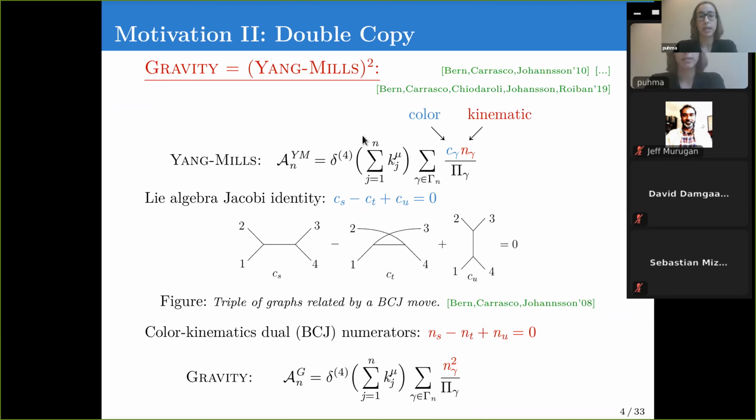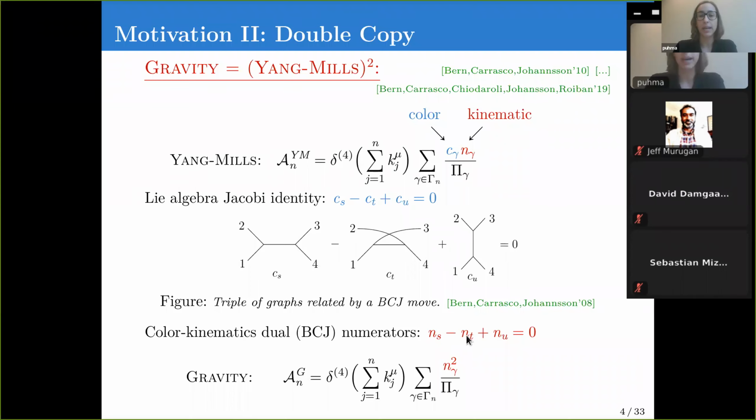So we start with an n-point Yang-Mills amplitude, which is given by an energy-momentum conserving delta function, and then a sum over graphs with some propagators p_i. There are some color factors C, and then some kinematic numerators N. And these color factors satisfy a Lie algebra Jacobi identity between the s, t, and the u channels. And at tree level, one can always find kinematic numerators N that mimic this relation. These are called color-kinematics dual or BCJ numerators.